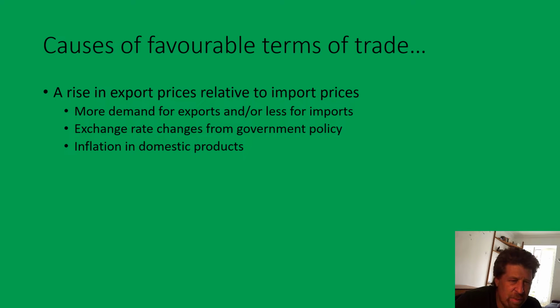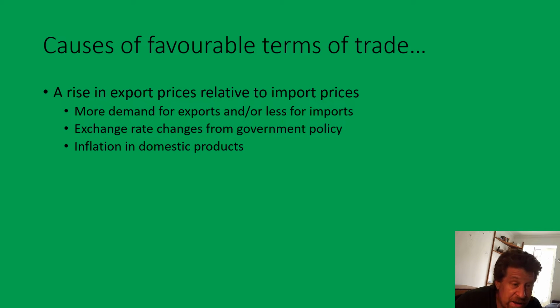What causes a favourable movement? Obviously, the rise in export prices relative to import prices. So that's important, relative. Maybe they're both going up, but if export prices are going up faster, then it's going to be favourable. And why? That might be because of more demand for exports. So we might be putting up our prices because demand's going up, and or less for imports, or maybe import demand is going up even less quickly, shall we say.